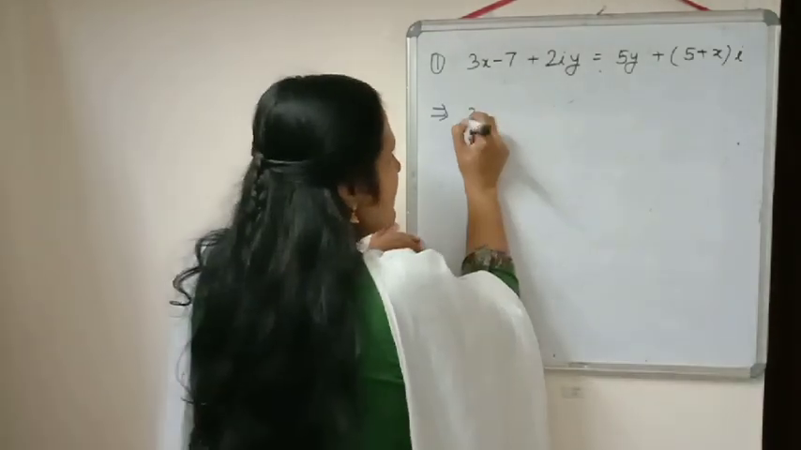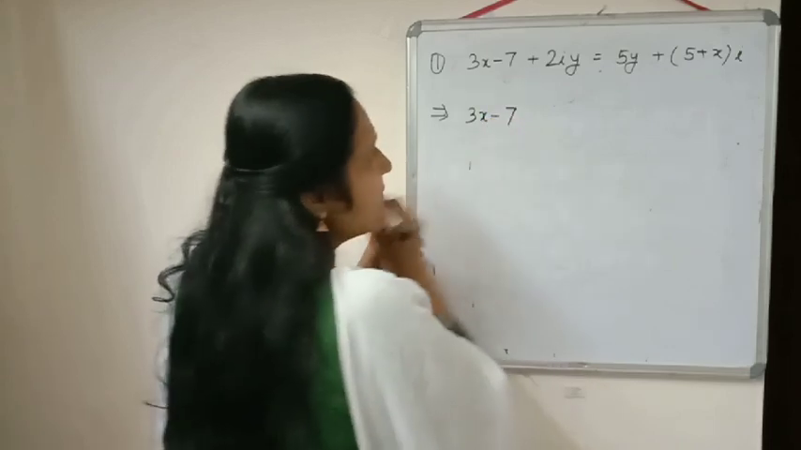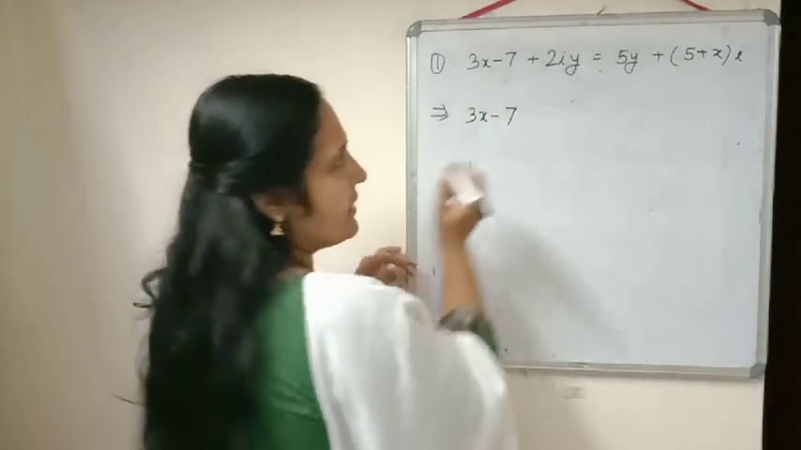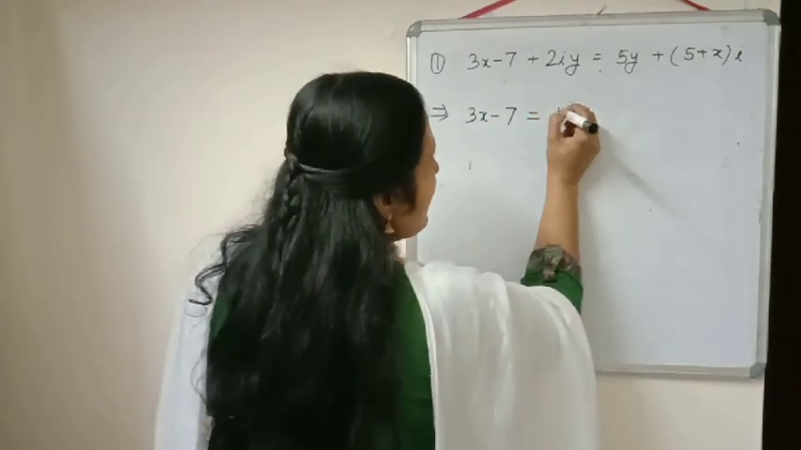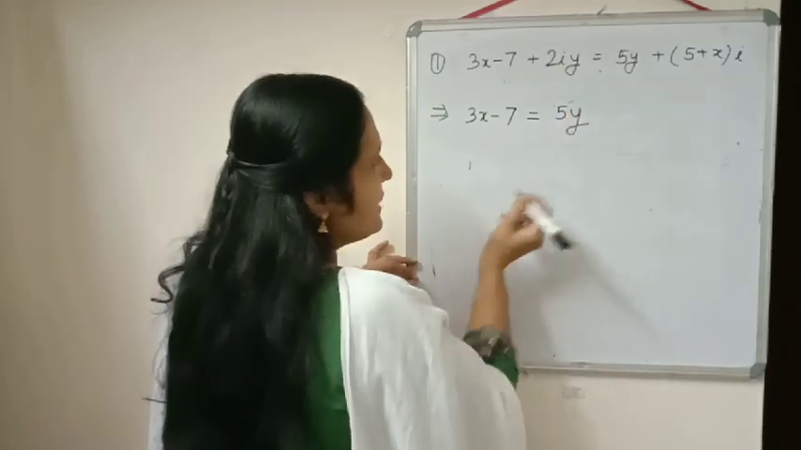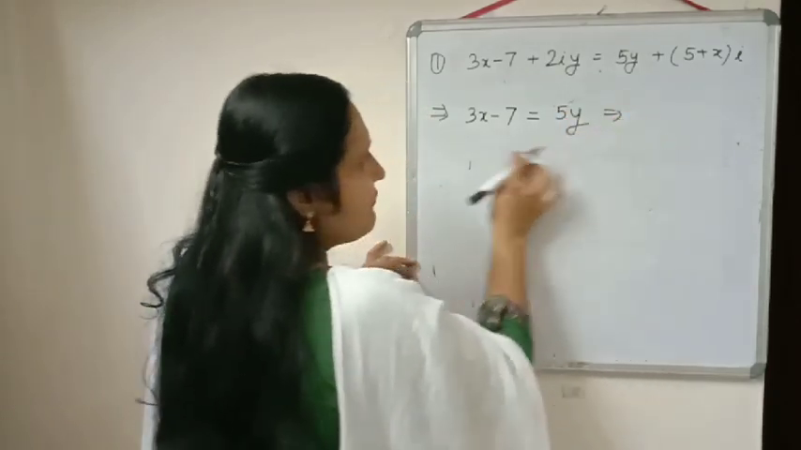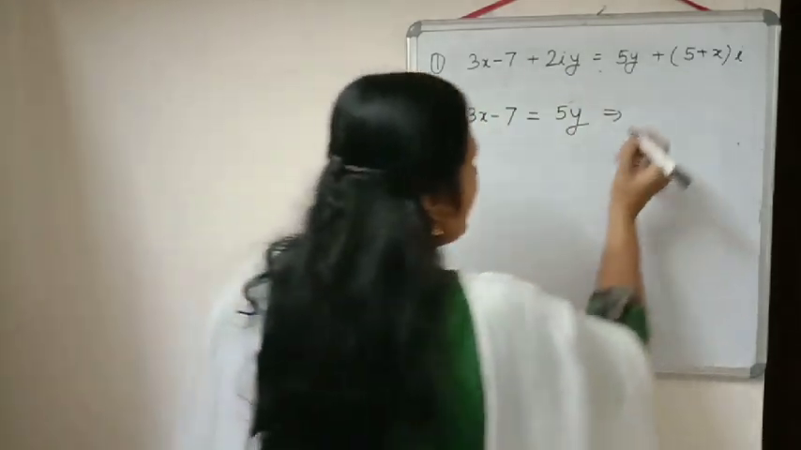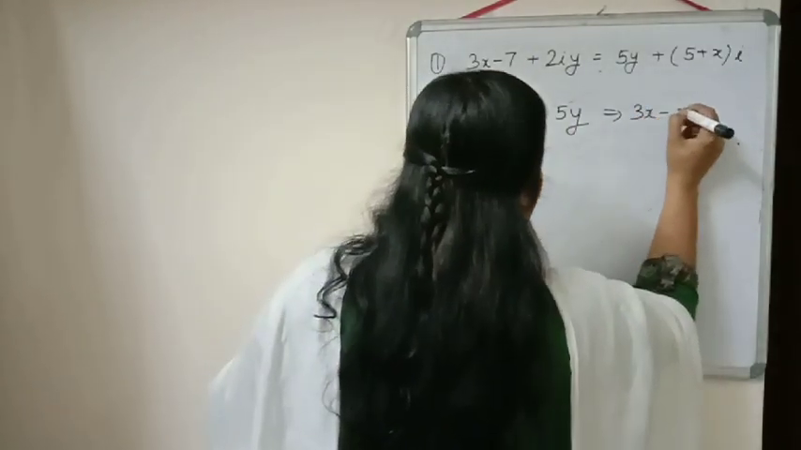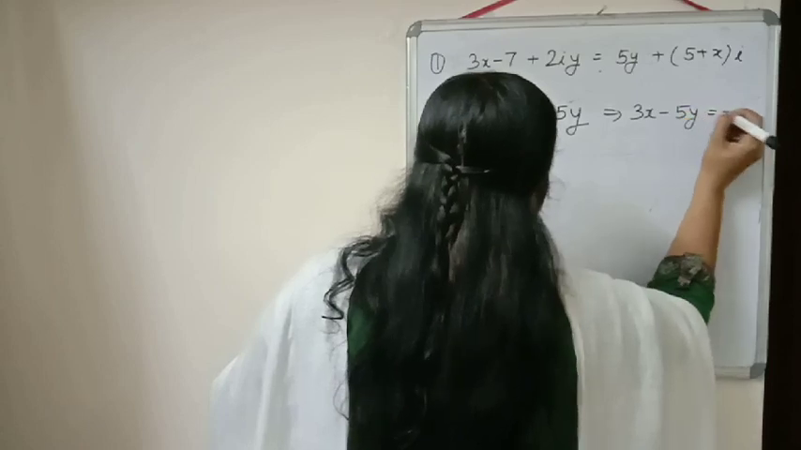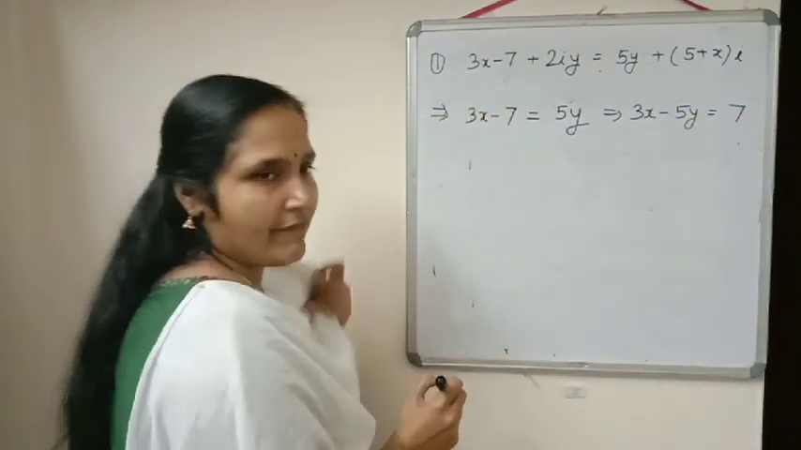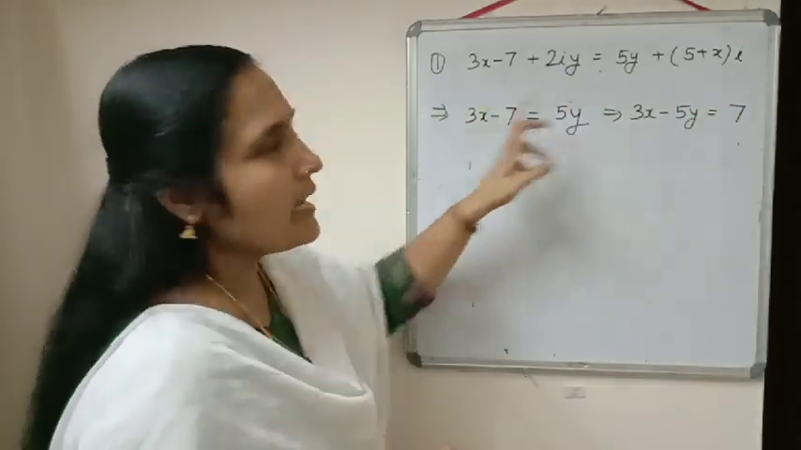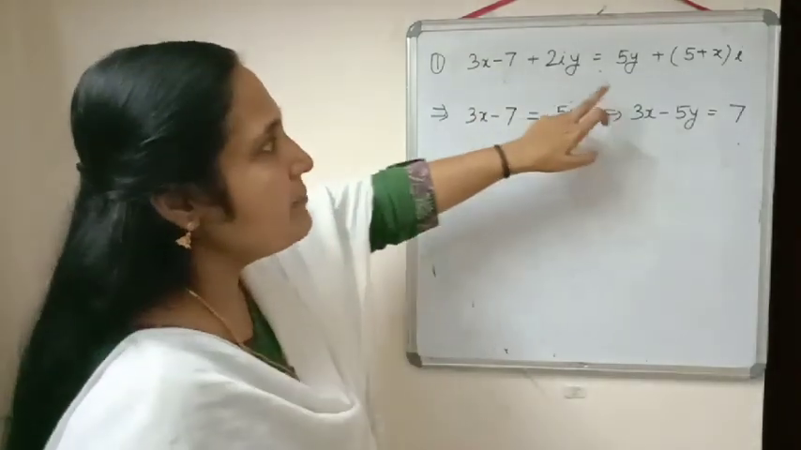So here we have the real part on the left hand side 3x minus 7 and on the right hand side we have 5y. So we can just rearrange it. 5y we can shift to left hand side and minus 7 shifting to right hand side. Then it will be 3x minus 5y is equal to 7. Equated the real part.